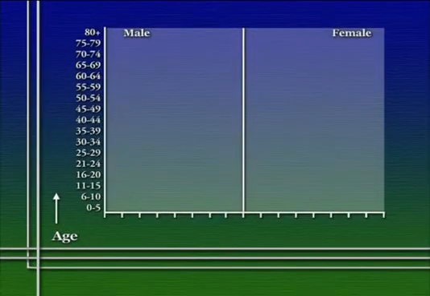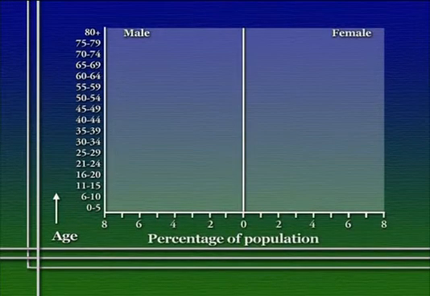For example, if we were making an age pyramid of human populations, we might have the youngest bin being 0 to 5 years old, and then a bin that's 6 to 10 years old, and then 11 to 15 years old, and so on all the way up to the oldest individuals. Now, the x-axis of an age pyramid represents a measure of the total proportion of individuals in the population that fall within that age class.